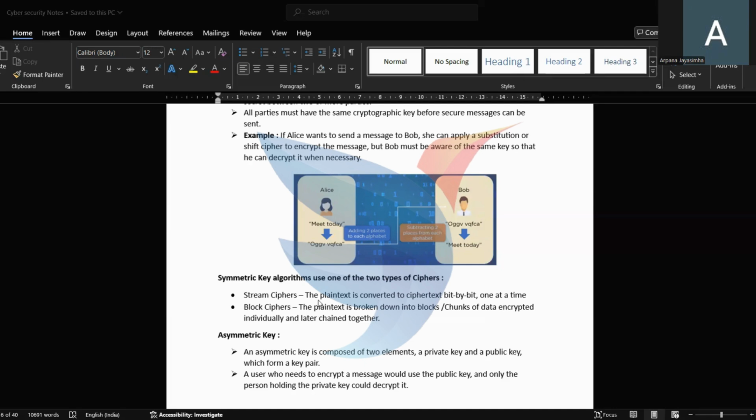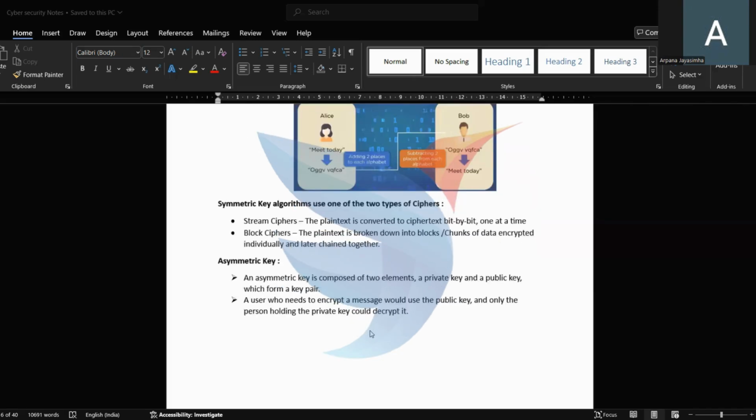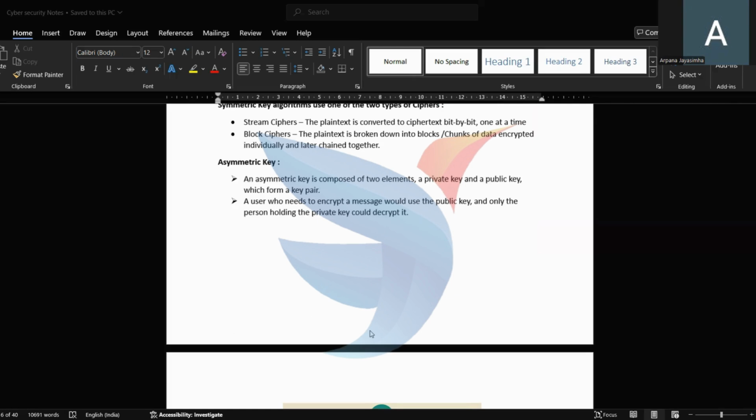With stream ciphers, the plain text is converted to ciphertext bit by bit, one at a time. Whereas with block ciphers, the plain text is broken down into blocks or chunks of data, encrypted individually and later chained together. So now let's see what is an asymmetric key.